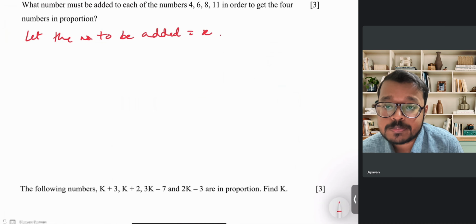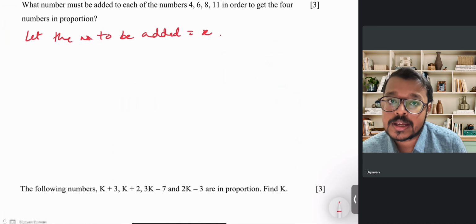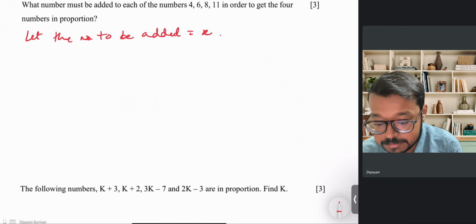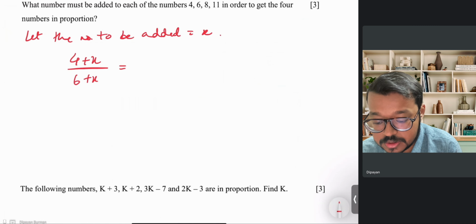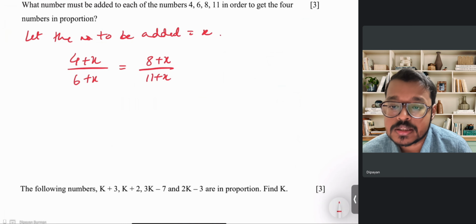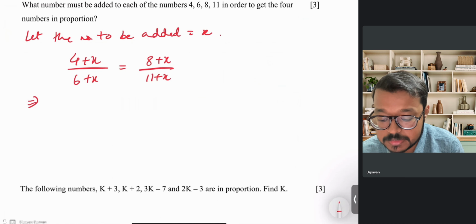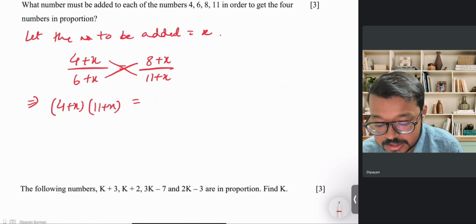So then we expect that 4 plus x, 6 plus x, 8 plus x and 11 plus x will be in proportion. So when they are in proportion, we will expect that 4 plus x by 6 plus x should be equal to 8 plus x by 11 plus x. If we solve this equation and find the value of x, we will get our answer. Now let us cross multiply. So 4 plus x will be multiplied with 11 plus x, and that is equal to 6 plus x multiplied by 8 plus x.